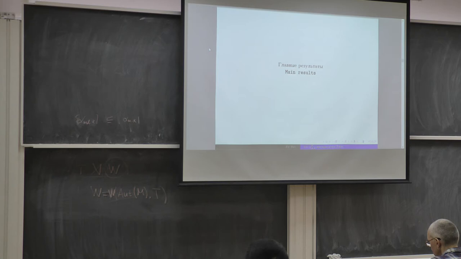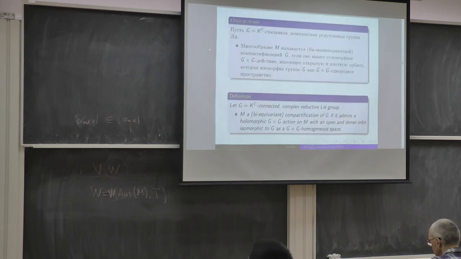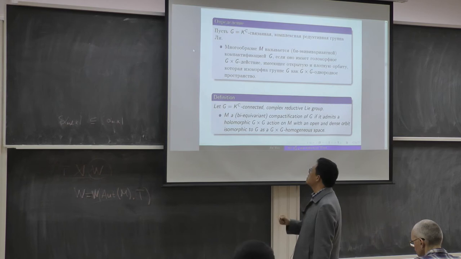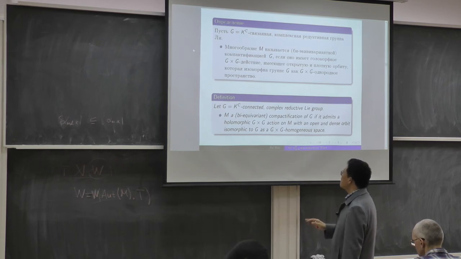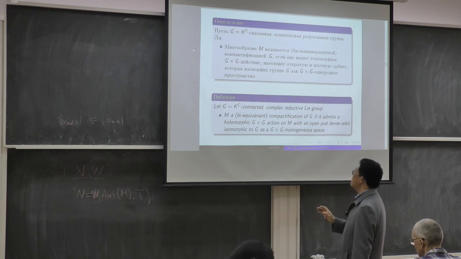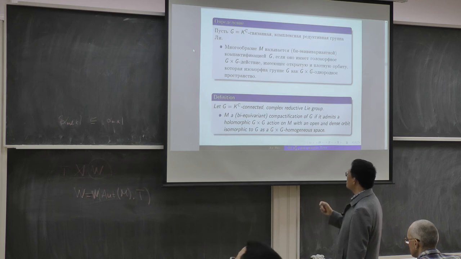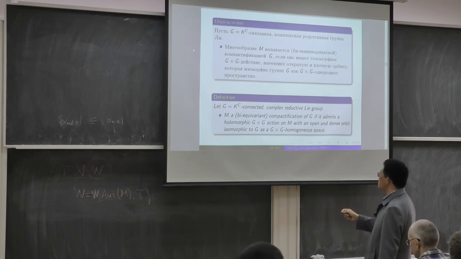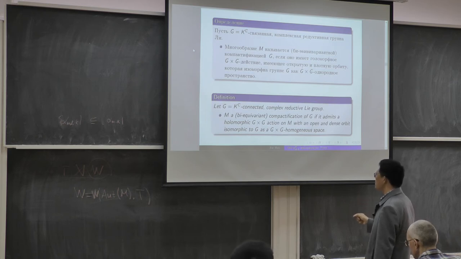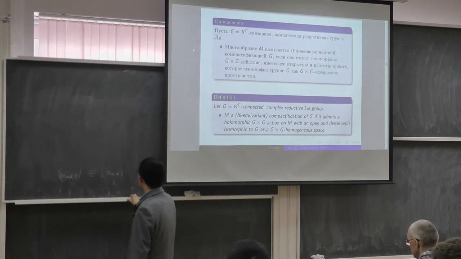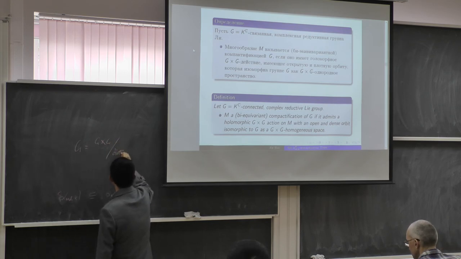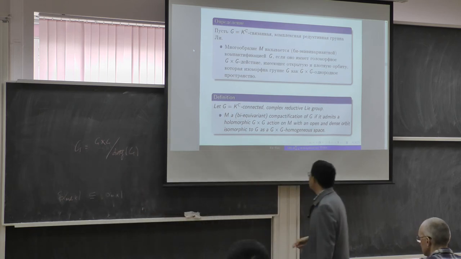So now we turn to our main result. We consider the biequivariant compactification of a connected complex reductive Lie group, I mean a complexification of a connected compact group. This kind of manifold is a smooth manifold with a G times G action on it, such that there is an open and dense orbit on M, which is isomorphic to G as a G times G homogeneous space. Here we consider G as G times G modulo the diagonal G. And this is the manifold.